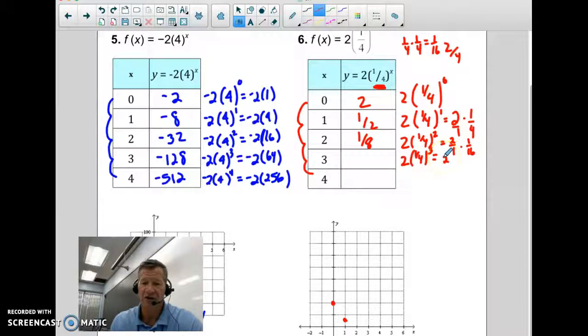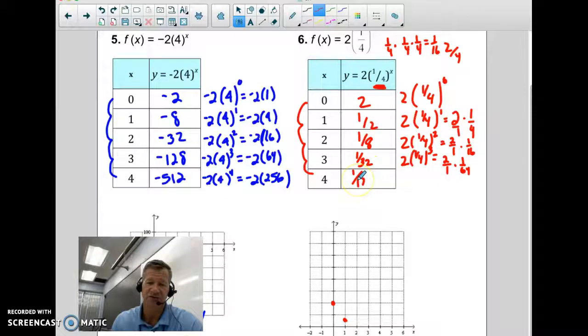We have 2 over 1. If I put another 4 in here, that's 3 fours I'm multiplying together. That's 64. So 2 over 64 would be 1 over 32. Notice when you multiply by 1/4, the denominator gets multiplied by 4. The numerator keeps getting multiplied by 1. So what should the next one be? You should be able to multiply the numerator by 1 and the denominator by 4.